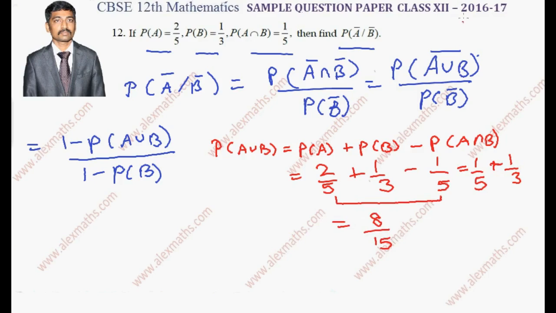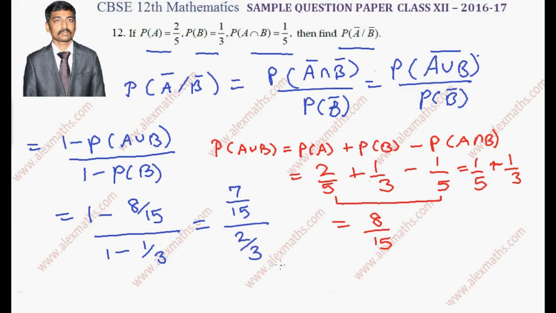So this value we have to substitute in the numerator, which is 1 minus 8 by 15 whole divided by 1 minus P of B, which is 1 by 3. So the answer is 7 by 15 whole divided by 2 by 3. So 7 by 15 into 3 by 2. So after cancelling this, we get an answer as 7 by 10.